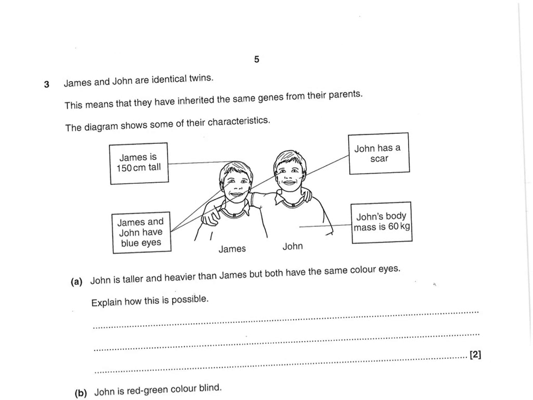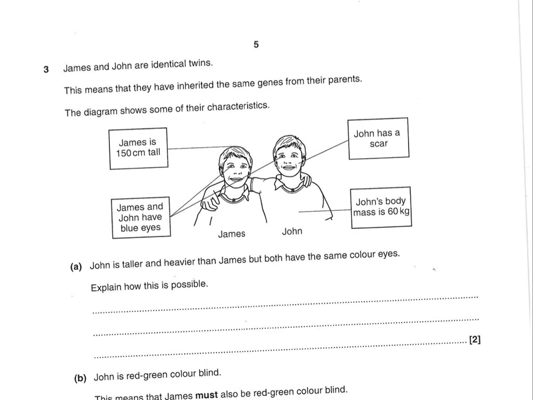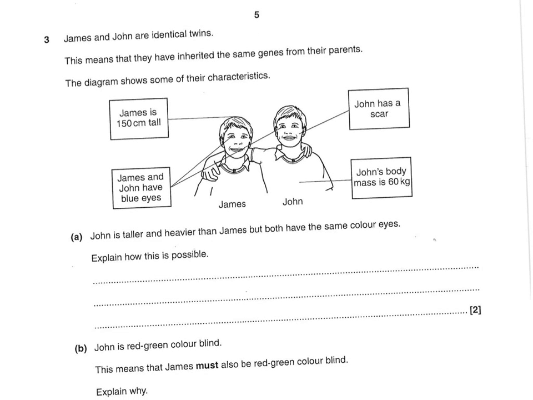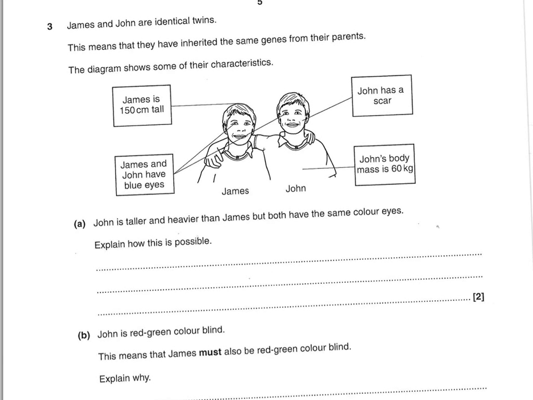James and John are identical twins. This means they have inherited the same genes from their parents. The diagram shows some of their characteristics. John is taller and heavier than James, but both have the same colour eyes. Explain how this is possible. So there's 2 marks here. So this is the idea that height or weight are environmental factors, as well as being controlled by genes. Or you could say that John eats more, has a better diet, or eats more protein. And then eye colour is only controlled by genes. That'll get you the 2nd mark.